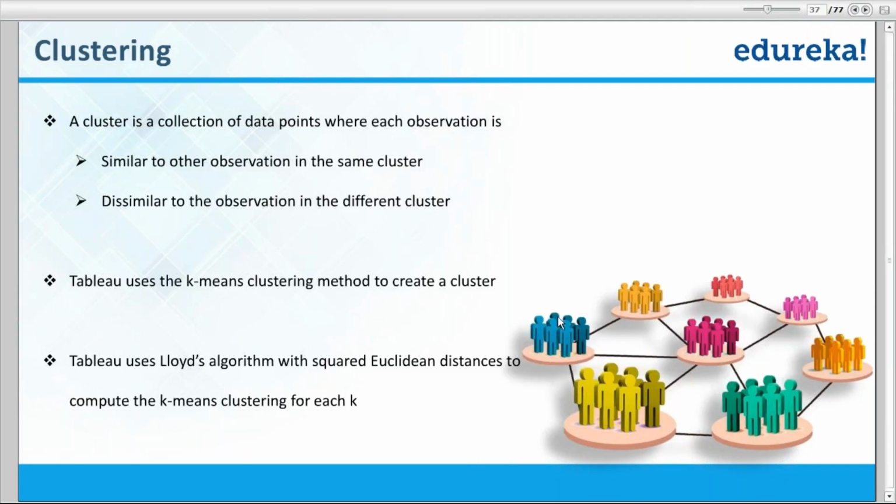Observations are dissimilar to observations in different clusters. So there is a difference between this cluster and this cluster. There's always a difference between them, but the groups within a cluster are similar in nature. In order to perform this clustering, friends, Tableau uses a concept called the K-means clustering algorithm. So what is the K-means clustering algorithm?